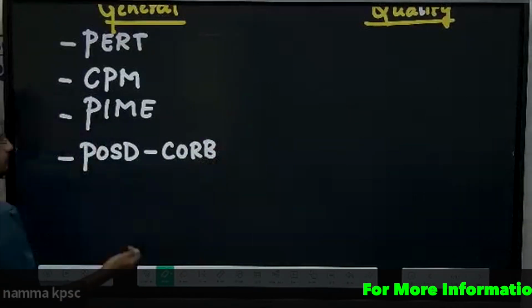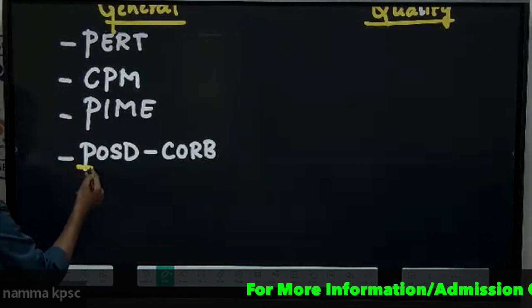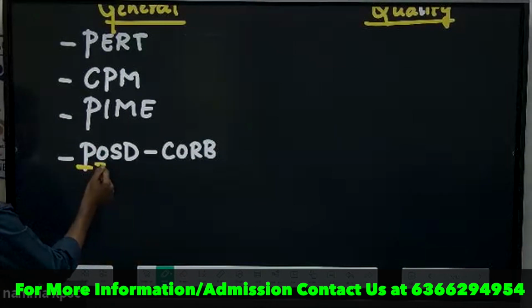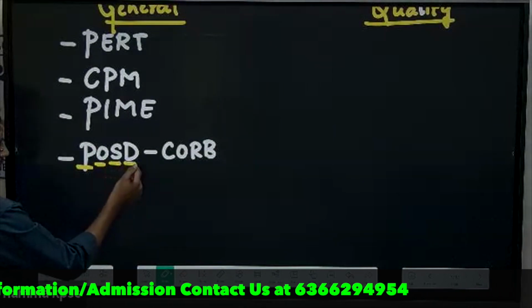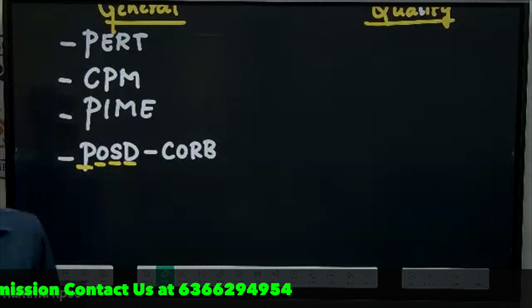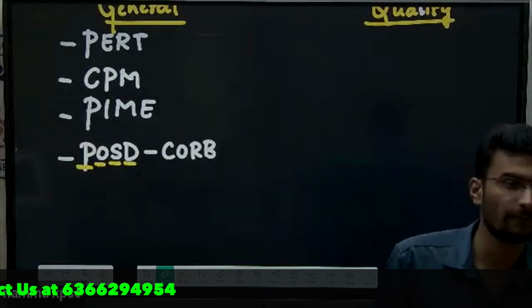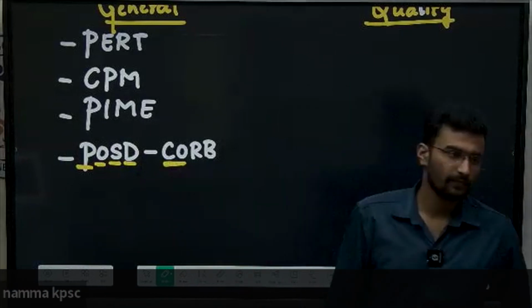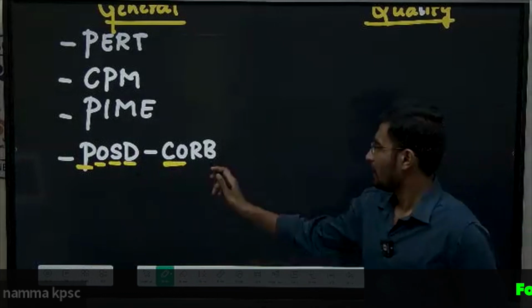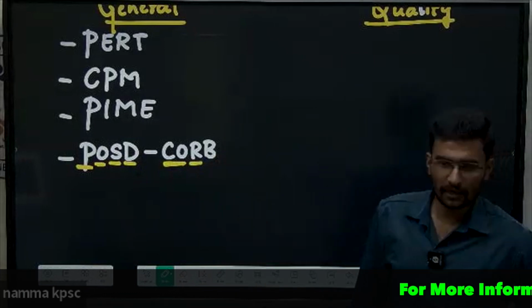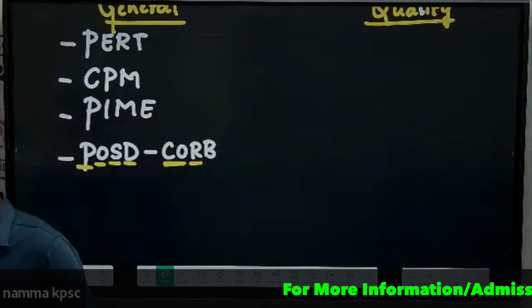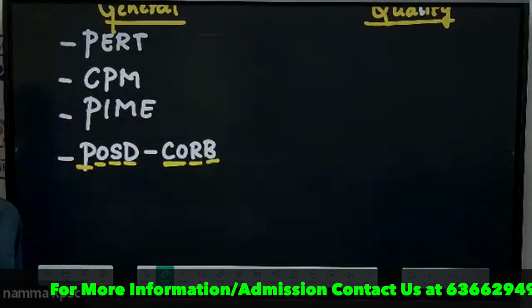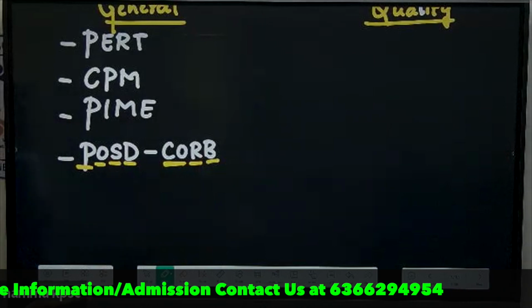The corb. Sir, post corb, one, we call it planning. Planning, organizing, staffing, directing. Then coordination, then regulating or reporting. And the last one we call budgeting.